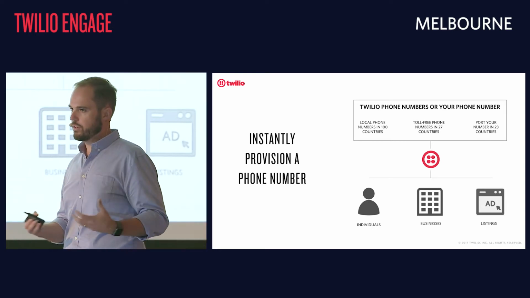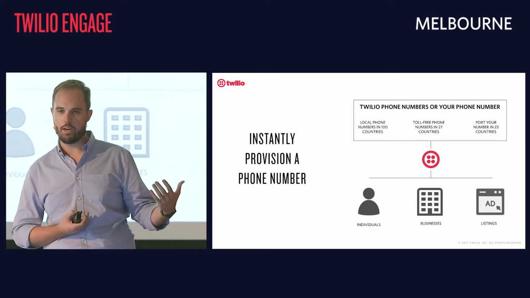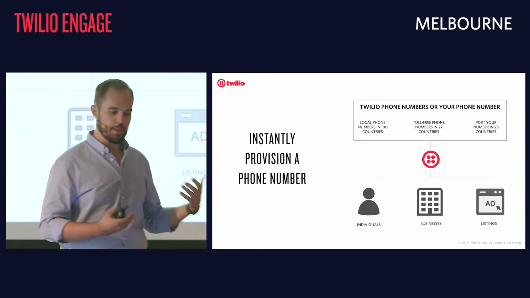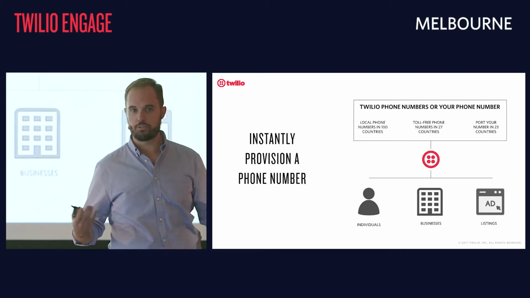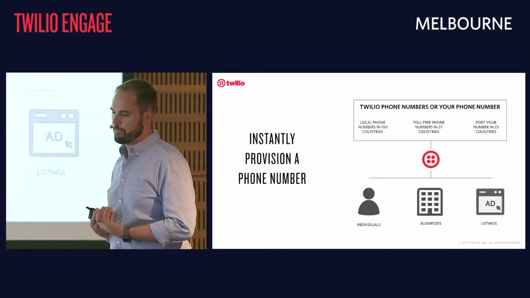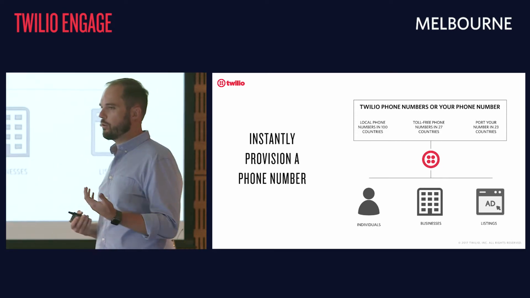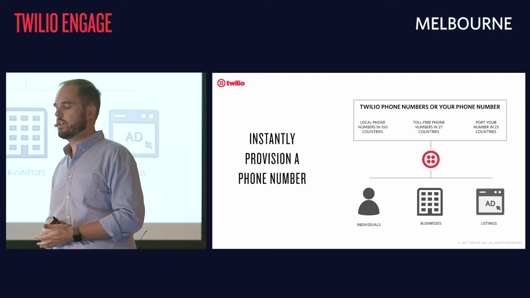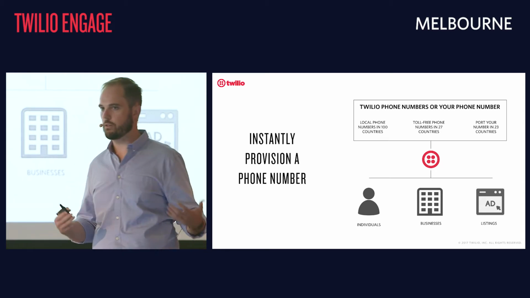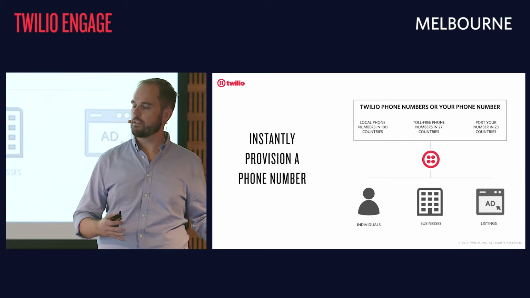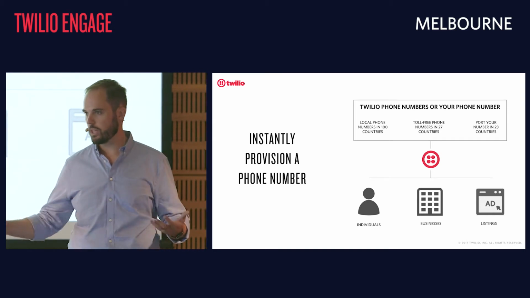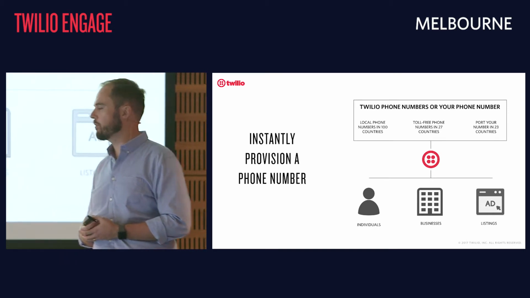You could, for example, buy a number and apply it to an ad listing. And then from that ad listing, when a call comes in, you have context. You know exactly where that lead came from. And so we've got local phone numbers in over 100 countries. We have toll-free numbers in over 27 countries. You can even port in your own number. You have an existing number, you can port it in, it becomes programmable, and then you can use all the capability that Twilio provides with programmable voice.